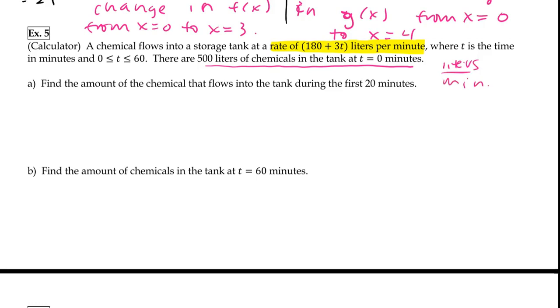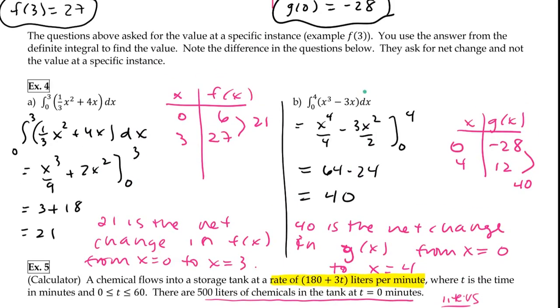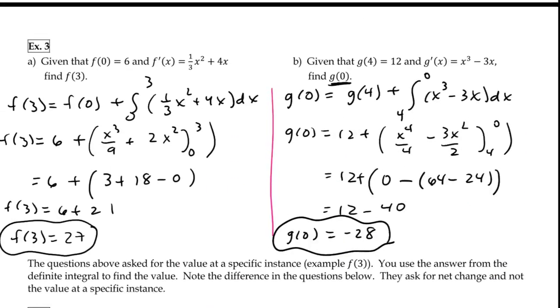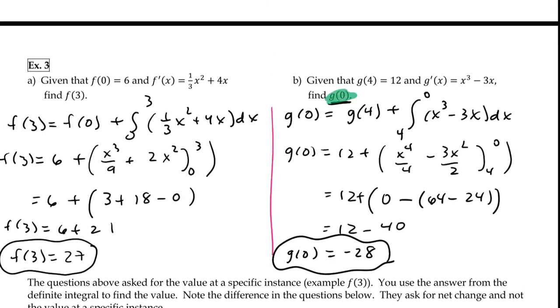Let's read the A. Find the amount of chemicals that flows into the tank during the first 20 minutes. Here's the question you have to ask yourself. Are they saying how much is in the tank at 20 minutes or how much did it change by? Those are different questions. Up above, this is the net change. How much did it change by? When they ask for a specific moment in time, it's how much is in there at that moment.